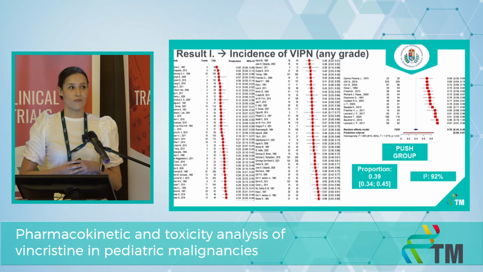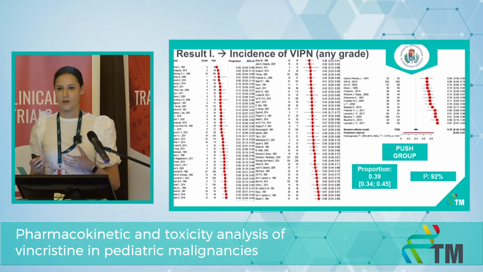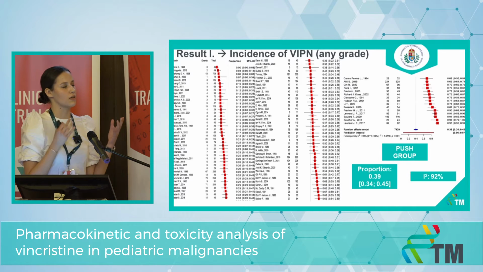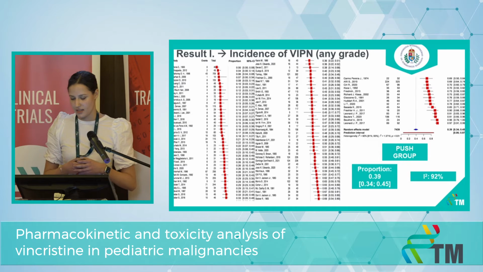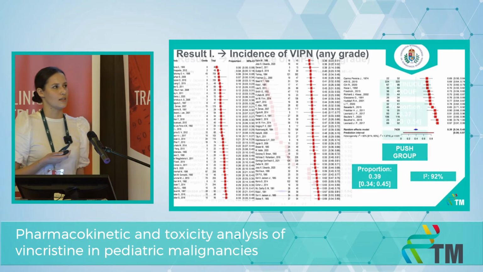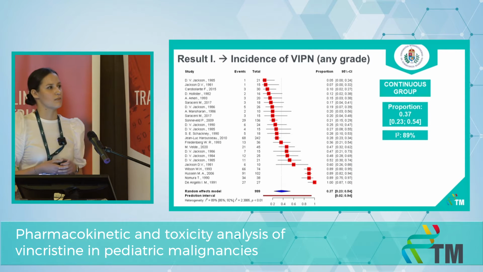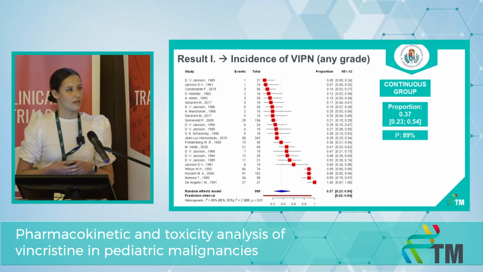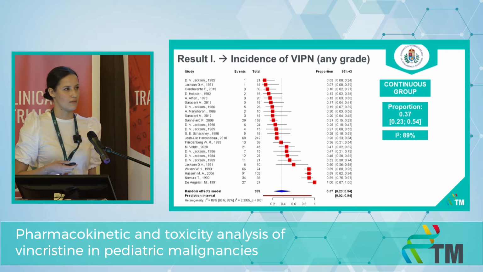These are the results of the first investigated outcome, the incidence of vincristine-induced peripheral neuropathy. We investigated these outcomes in 2 different groups. So this is the forest plot of the push group. We can see that the overall proportion, or the rate, of neurotoxicity was almost 40%, which correlates with the data we can find in the literature. This outcome was also investigated when vincristine was administered as a continuous infusion. And as you can see, the rate of neurotoxicity is almost the same, 37%.